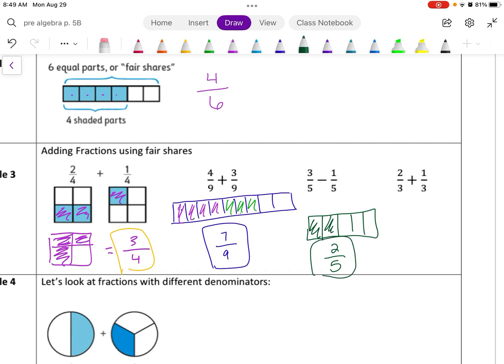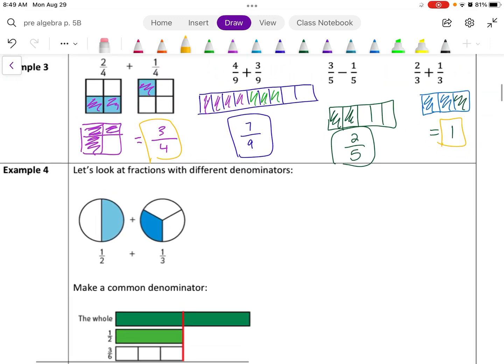And last but not least, 2/3 plus 1/3. Well, I'm going to draw my shape with 2/3 plus another third. That's the whole shape. So 2/3 plus 1/3 is 1, or 1 whole.